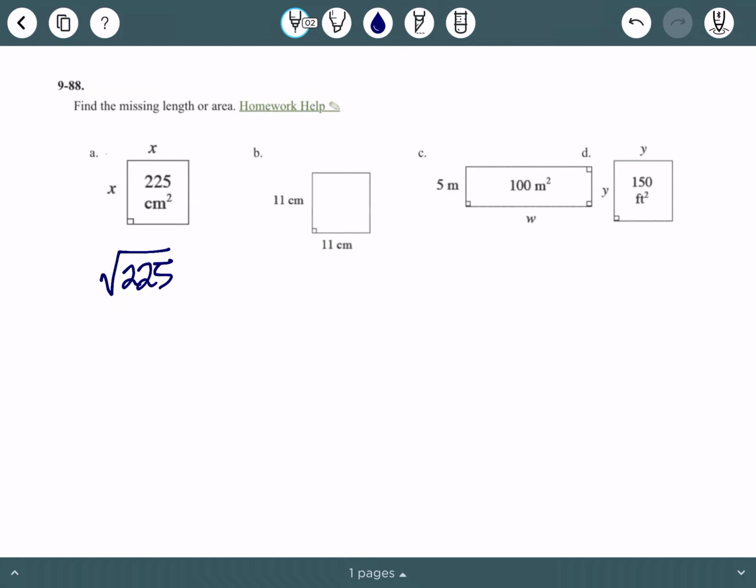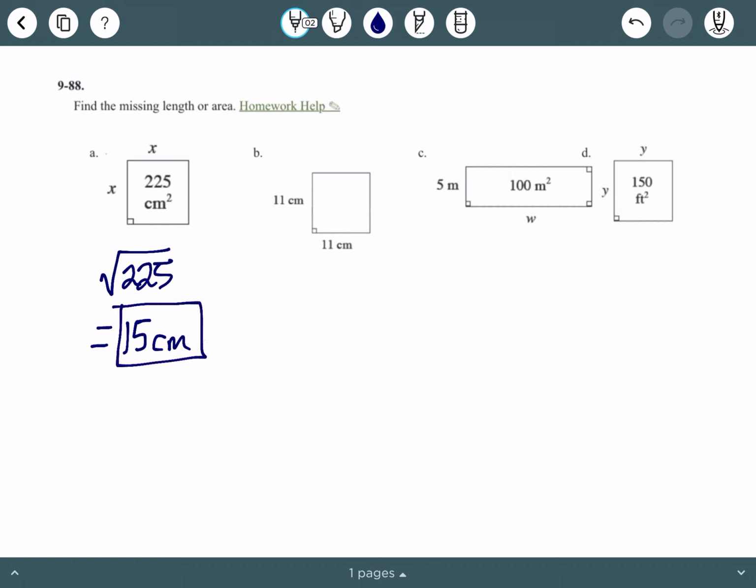So if you don't know that in your head, which this is a larger one, so you probably don't, what you can do is just put it into your calculator. And again, to do that, you're going to hit that square root button or radical sign. That's what this thing is called. And then you're going to put in 225. Now, before you hit enter, make sure you scroll out from under the radical sign. And when you do that, you should get 15 centimeters. So make sure that you label it.